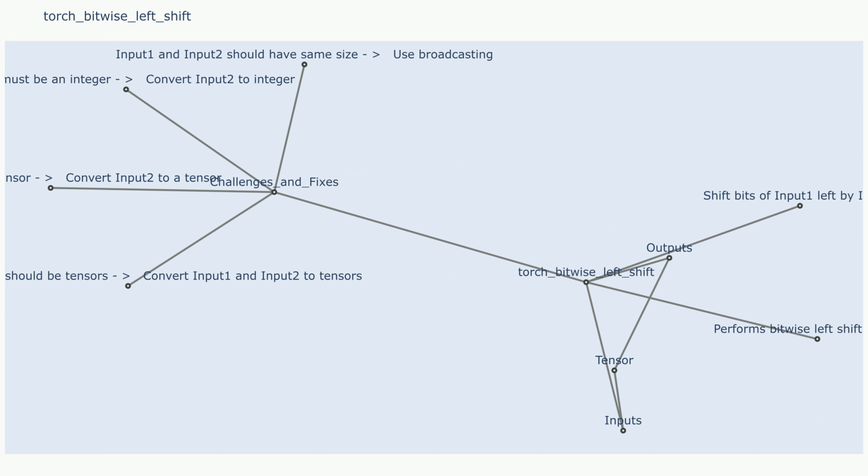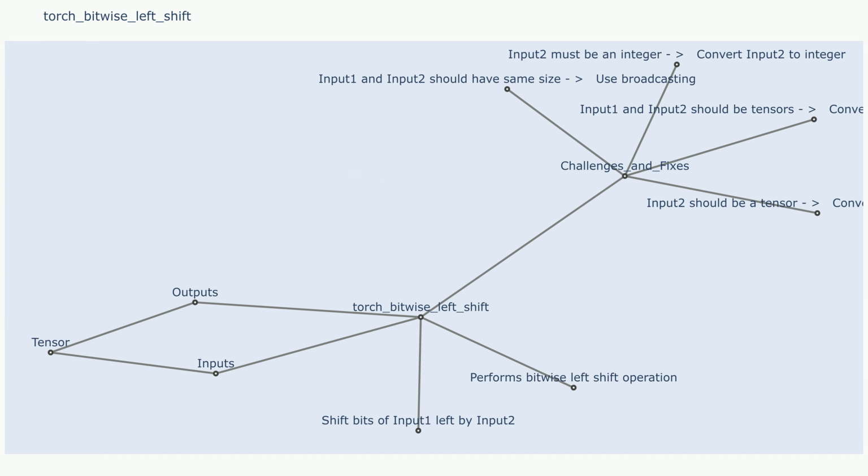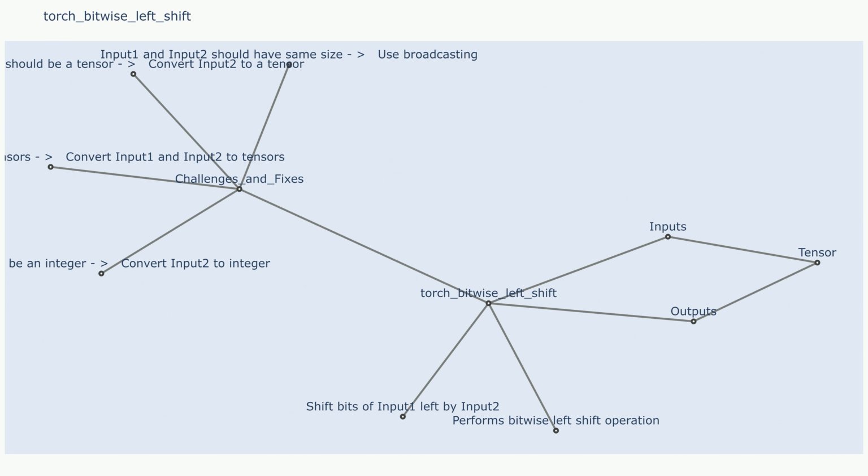Fixes to challenge 2: if the shift value is too large, it can lead to unexpected results due to overflow. To prevent this, make sure the shift value is within the acceptable range for the data type. For instance, a shift value exceeding 31 for a 32-bit integer could result in an unexpected outcome.